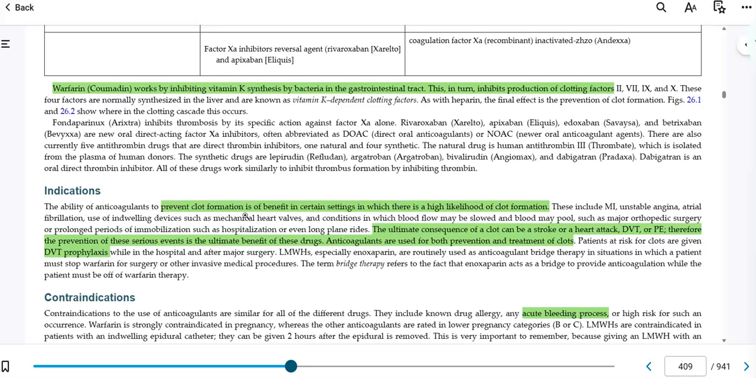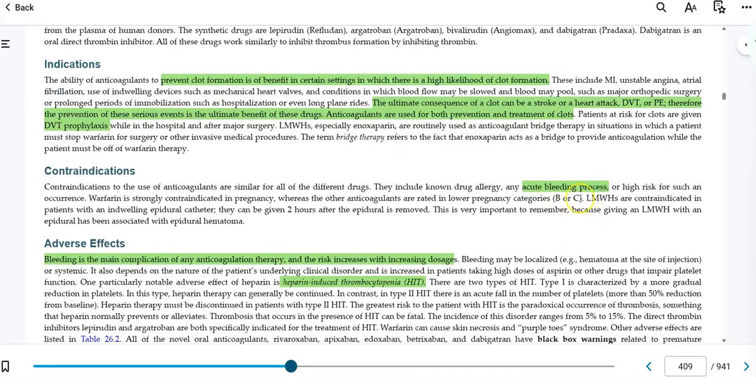Sometimes we'll start one medication while they're in the hospital, and then we'll start the medication they're going to go home on at the same time, and we'll be weaning them off the hospital medication so that they can continue the medication at home, or vice versa. Our contraindications for these are going to be acute bleeding. If they've got an acute bleeding process, or a drug allergy, or a high risk for bleeding, then they would be contraindicated for those individuals.